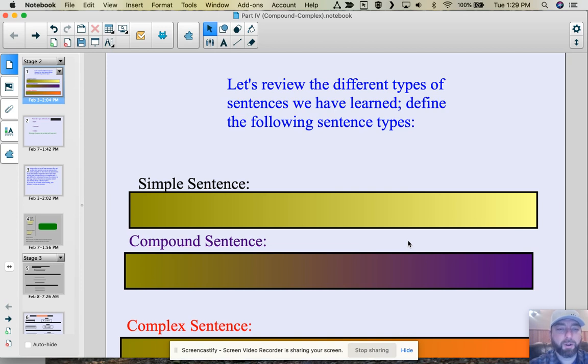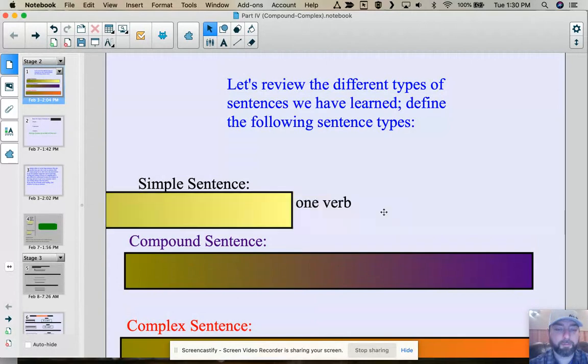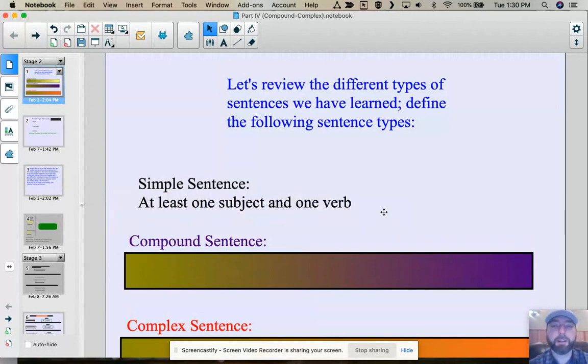So today we are reviewing the different sentence structures as well as moving forward with the new compound complex sentence type. So let's review the different types of sentences we have learned. We want to define the following sentence types. First of all, what is a simple sentence? That's right. It's at least one subject and one verb.